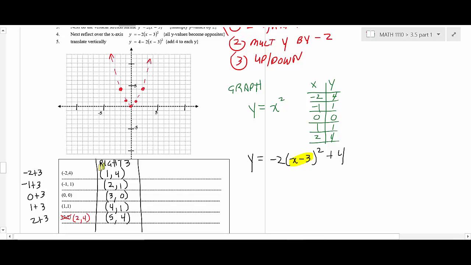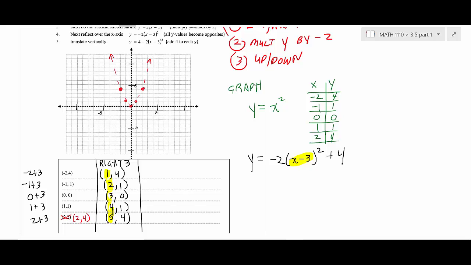So what I want to show you is it's the x's that changed while y stayed the same, right? Okay, everybody with me there? So I just made all the x's get bigger by 3. That's what moves them to the right. Okay, what is the second thing I said to do?